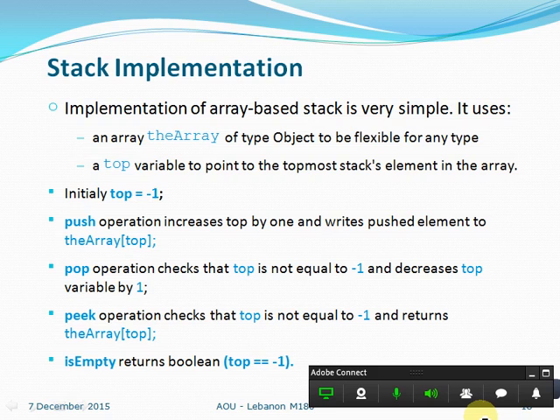Now here we will see how we can implement the concept we have studied, implementing the stack by using the array. First we use an array to hold the elements or the objects. Then we use a top variable to point to the topmost element of the array, out of the stack. Initially top is -1 because the stack is empty. Push operation will increase the top, top plus plus, and push the element in the array of top. Then pop will check whether the top is not equal to -1, because if top is -1 there is no element to pop.